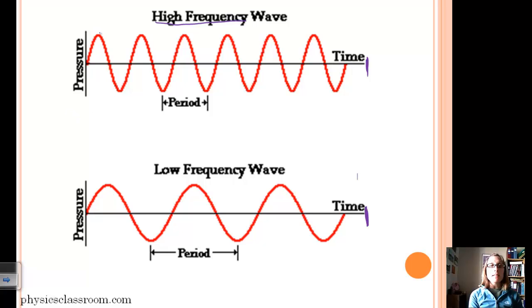And if we're looking at wavelength, we said it was crest to crest, and so we could measure this as our wavelength. But like we said, it doesn't have to be crest to crest.